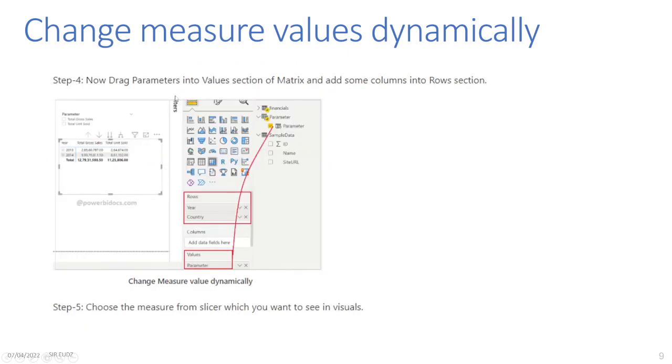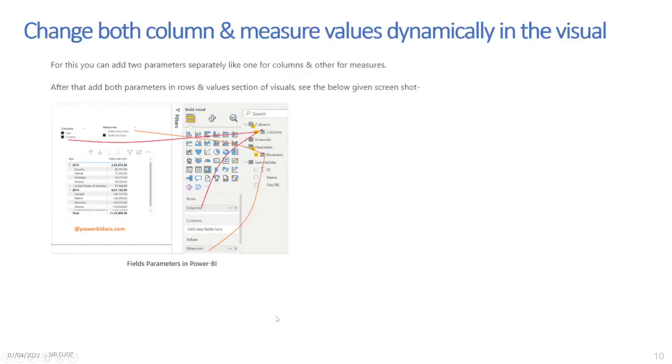Now drag the parameter into the values section of the matrix, and add some columns into the rows section. For rows, we have year and country. Step 5, choose the measure from the slicer which you want to see in the visuals.